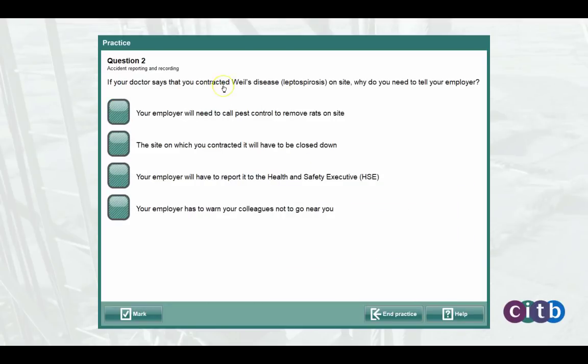If your doctor says that you contracted Weil's disease, leptospirosis, on site, why do you need to tell your employer? Your employer will need to call pest control to remove rats on site. The site on which you contracted it will have to be closed down. Your employer will have to report it to the Health and Safety Executive, HSE. Your employer has to warn your colleagues not to go near you.